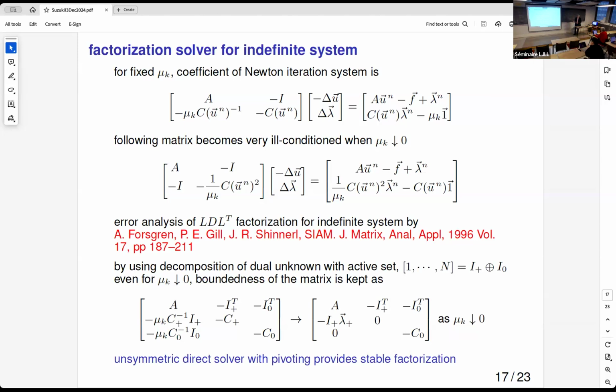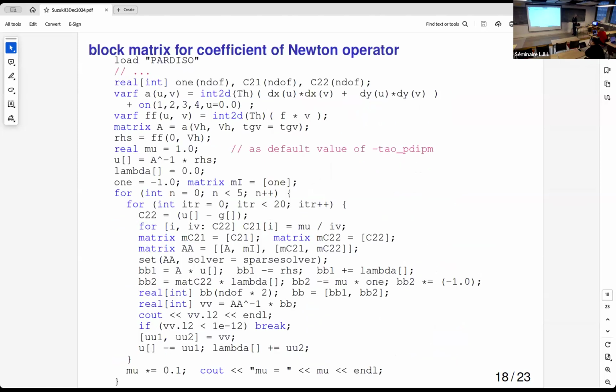Some part of the complementary constraint becomes 0, but some part remains, and thanks to the decomposition into active and inactive sets, the remaining part of this decomposition always becomes invertible. So there is no influence from the convergence state. The writing is simple like that, thanks to the block matrix.